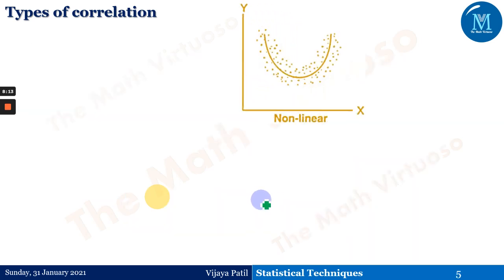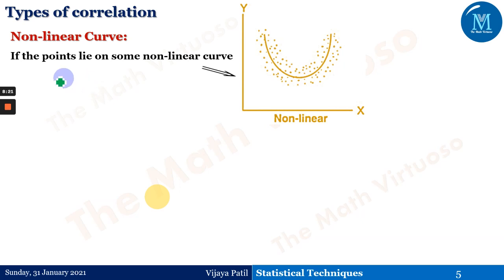Then, coming to the other types of correlation, there is non-linear correlation. That means the points lie on some non-linear curve, so I cannot find a single line which will cover the maximum number of points, and that is the reason it is known as non-linear. I'm keeping this out of the scope of this video, but we will be going ahead with regression lines or quadratic regression lines.